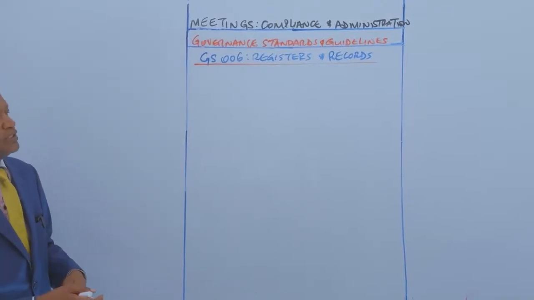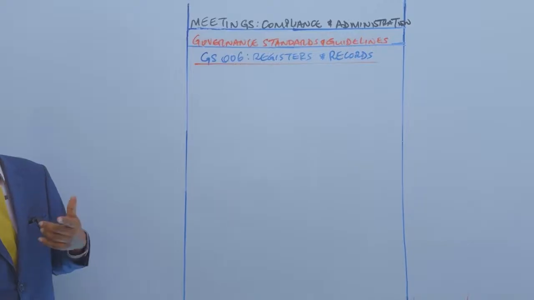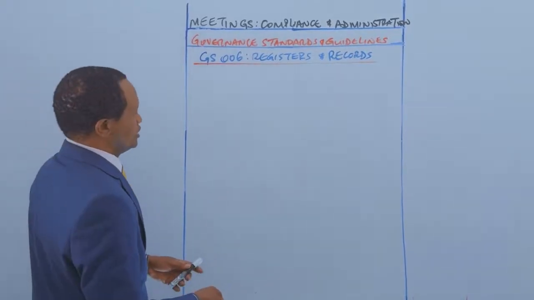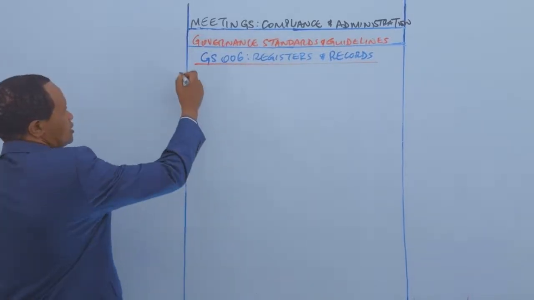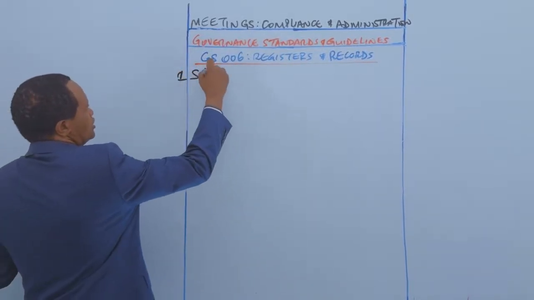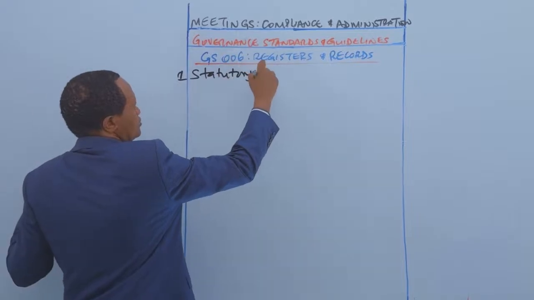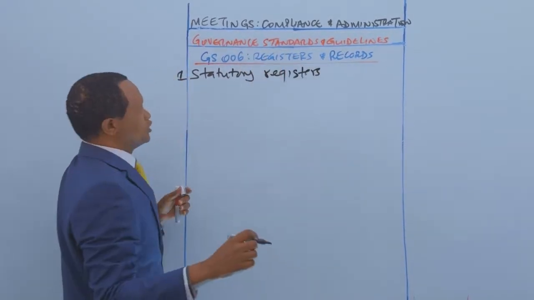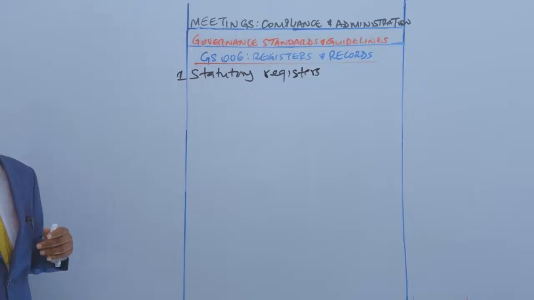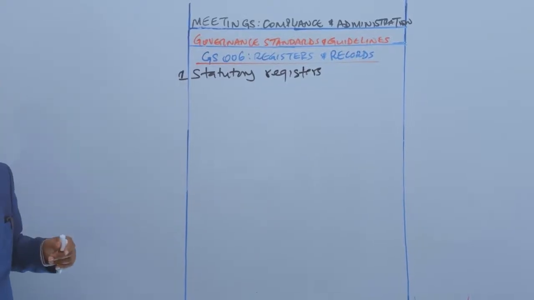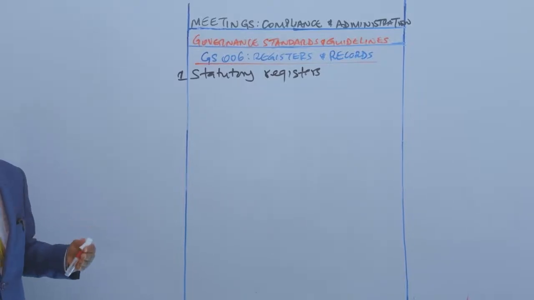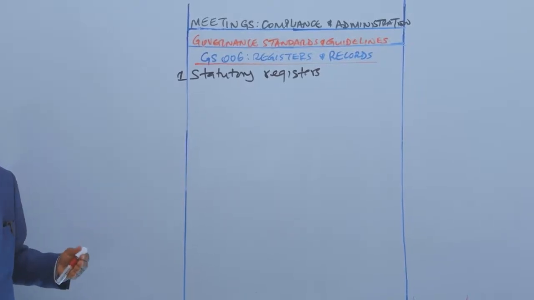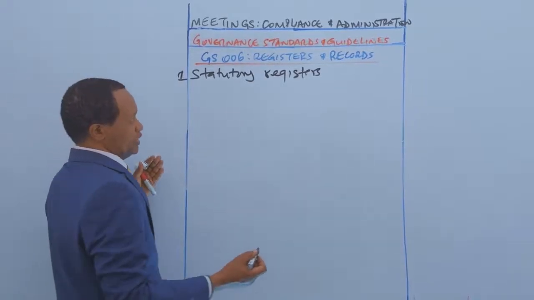So first of all, let's analyze the statutory registers, which is a mandatory requirement. Statutory registers, number one. Every company is legally required to maintain certain statutory books or registers. This is mandatory.